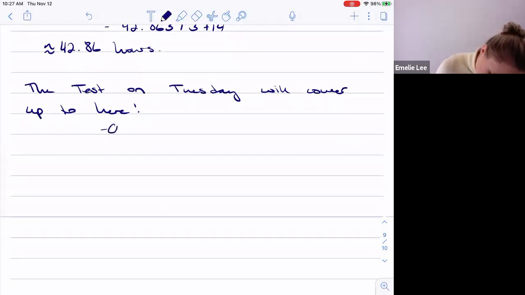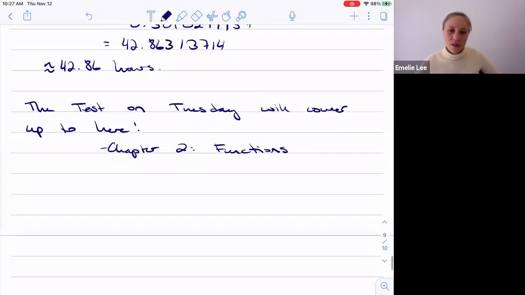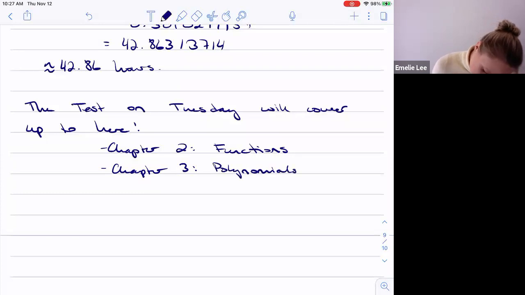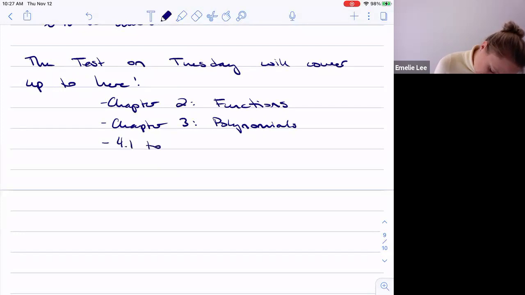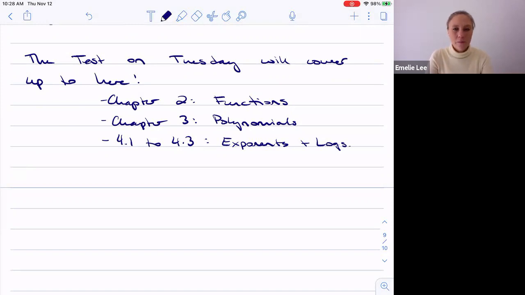So just as a recap here, chapter 2 was on functions. And of course you have the notes. Yeah, so all of 2, 3, and then 4, and then we didn't actually do 4.4, we'll stop at 4.3. But chapter 2, chapter 3, which I can't remember what it was called, polynomials, probably. And then 4.1 to 4.3, which is exponents and logs. So now that I know where we're cutting this thing, I'll put up a practice test, okay?